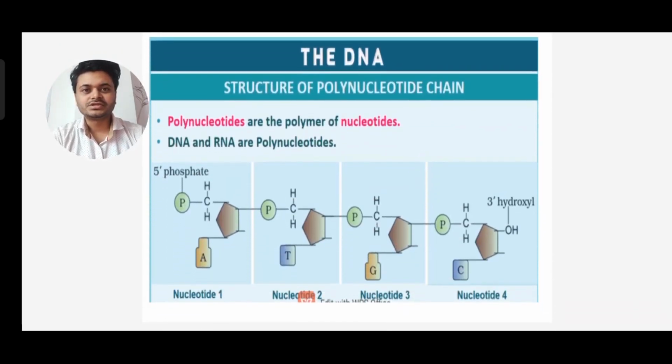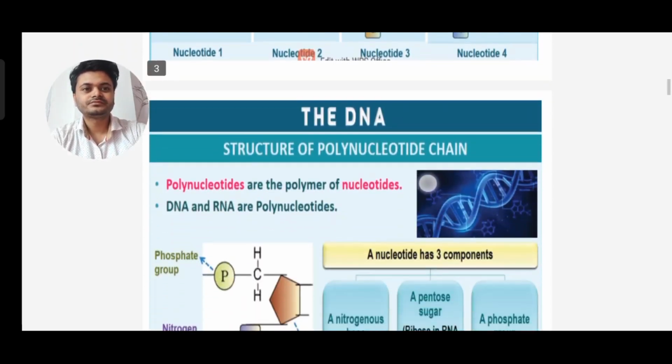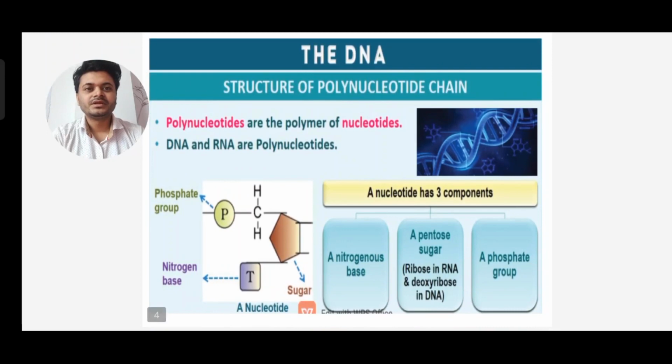Now let's see the structure of DNA. Polynucleotides are polymers of nucleotides, that is, DNA and RNA are polynucleotides. You can see the phosphate group is attached, the nitrogen base is attached, and the pentose sugar is there. You can see nucleotide 1, nucleotide 2, nucleotide 3 and nucleotide 4.